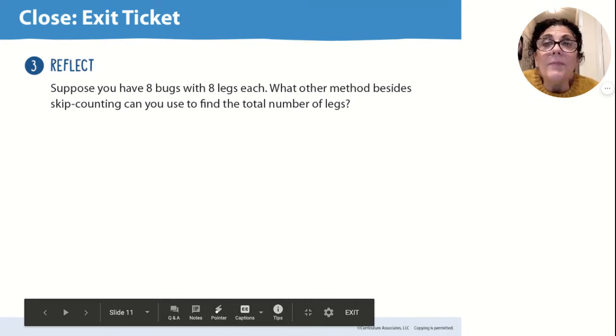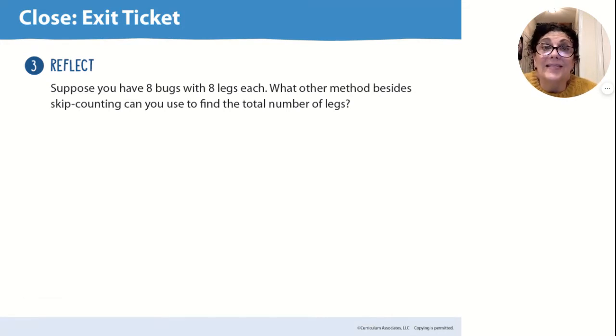Suppose you have 8 bugs with 8 legs each. What other method besides skip counting can you use to find the total number of legs? So I want you to stop the recording and work on number 3. I didn't put that page number in there, and I should have. I neglected to do that, and I don't see a page number for it either. Well, that's okay.